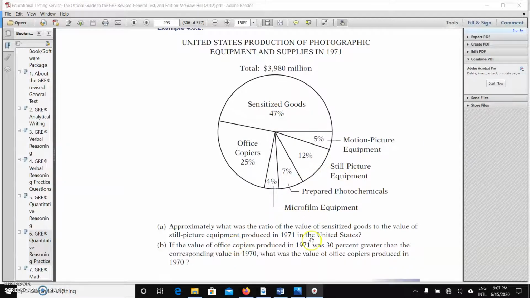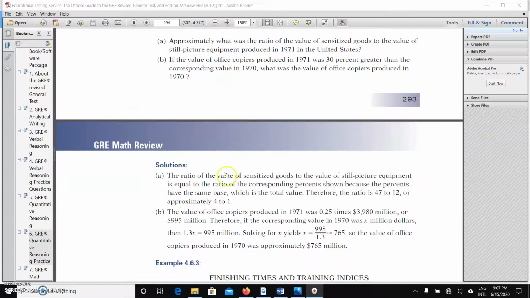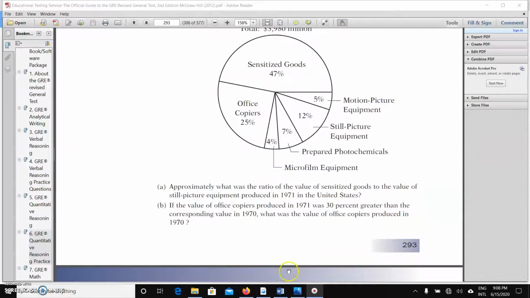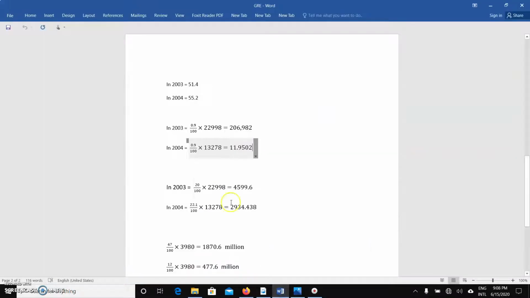So it says the ratio, right? The ratio of this to that, 47% to 12%. So that will be 47 over 12, and that will give you your answer. And that's what you should do. Yeah, 47 to 12. That will be 4 to 1, if you divide it through. Now let me show you the calculation. This is a shortcut, but I just want to show you how to do it.